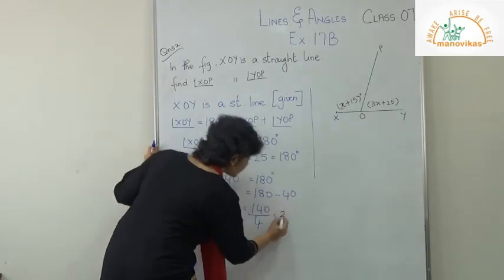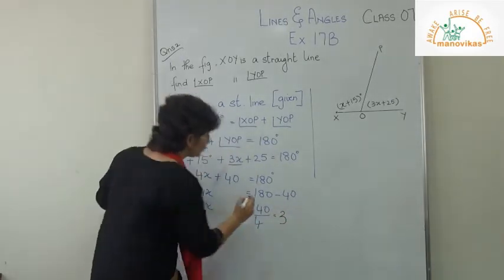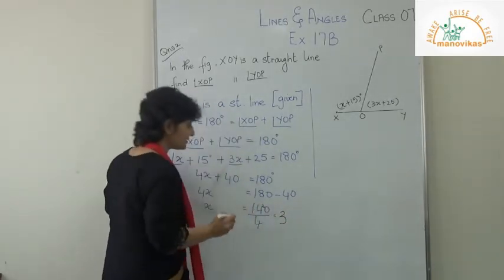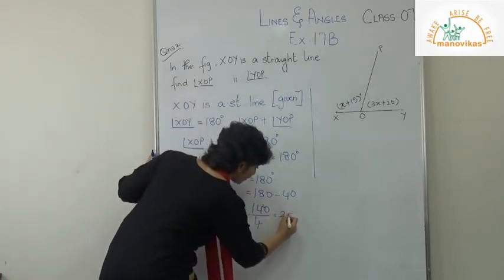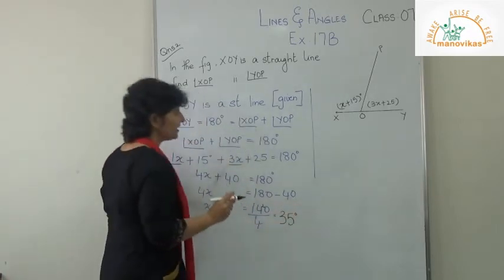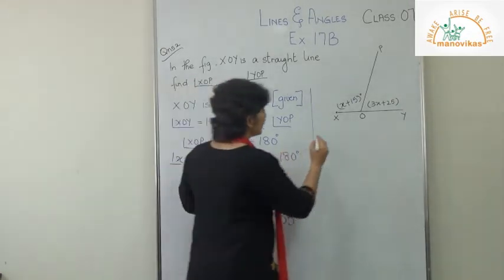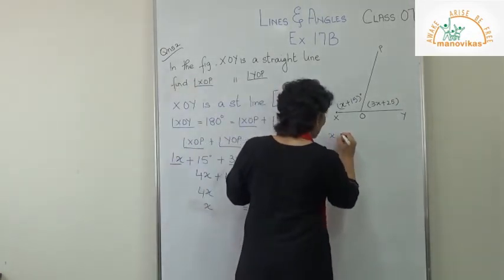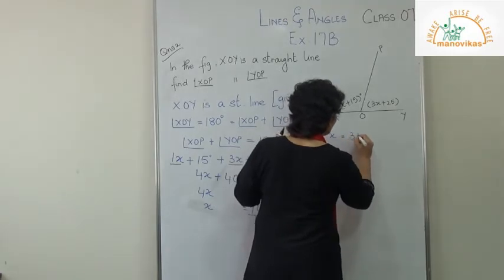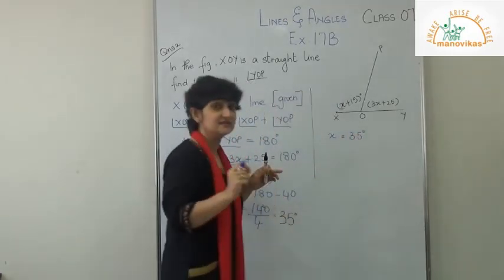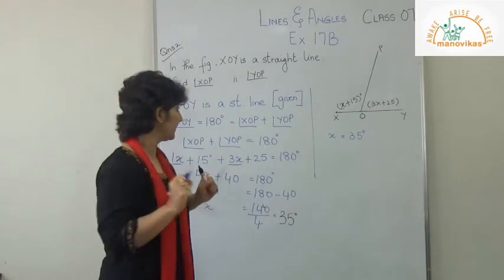4 3s are 12, 14, so my remainder is 20 now. So this becomes 4 5s are 20. So I know x is equal to 35 degrees. Children, remember, only x is equal to 35 degrees. We haven't found the answer.